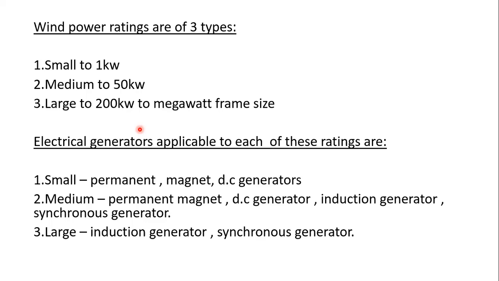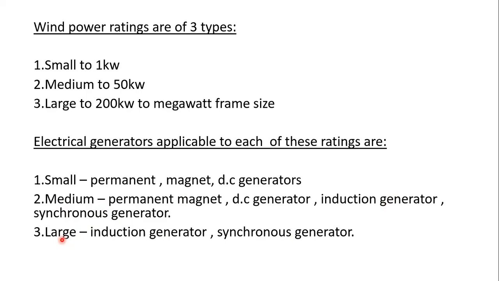First one is small. For small, we can take the types of electrical generators: permanent magnet and DC generators. For medium, permanent magnet DC generators, induction generators, and synchronous generators. So all the available types of generators can be chosen for medium.